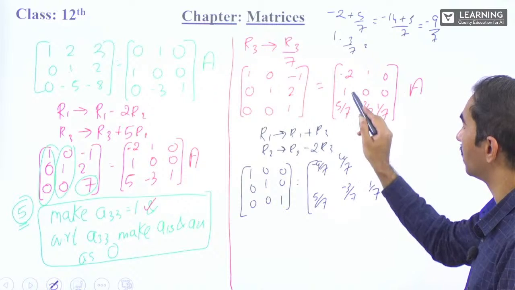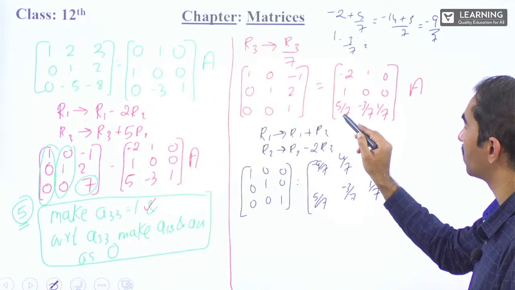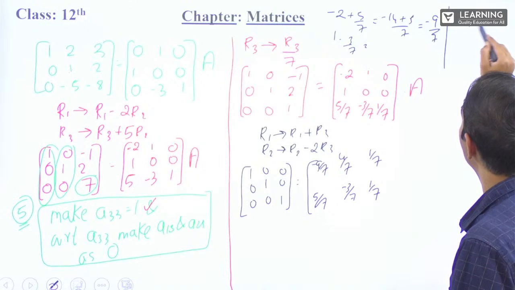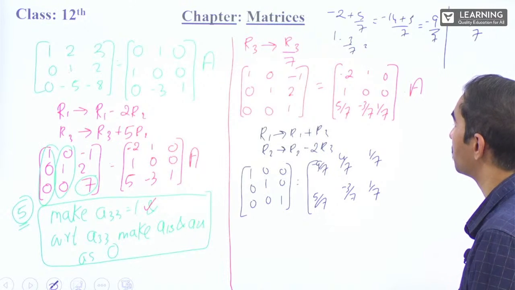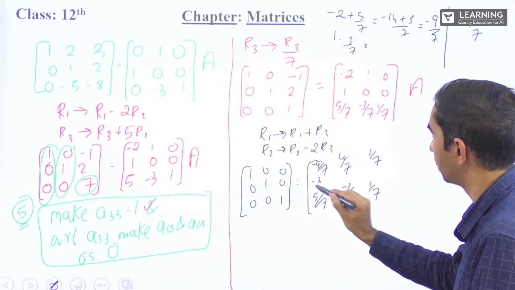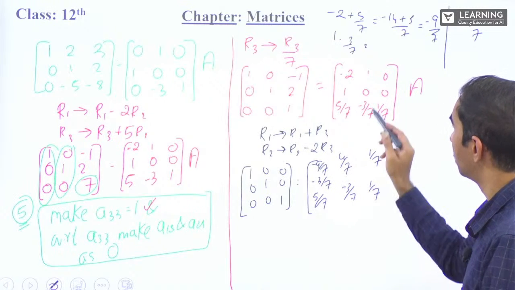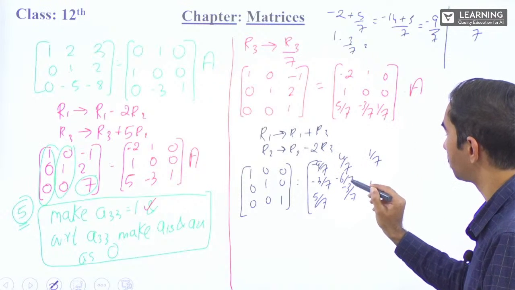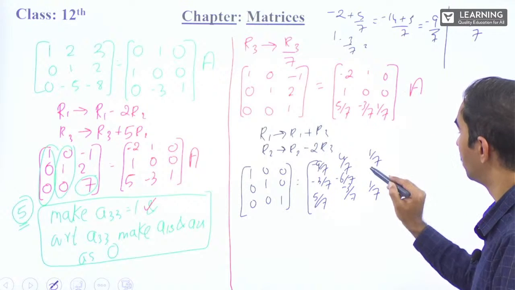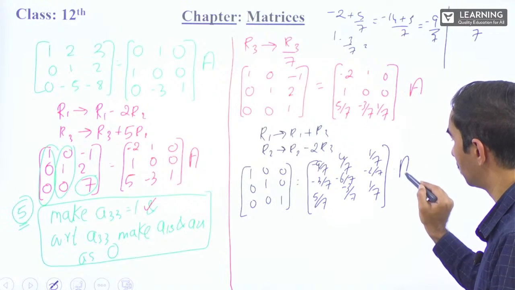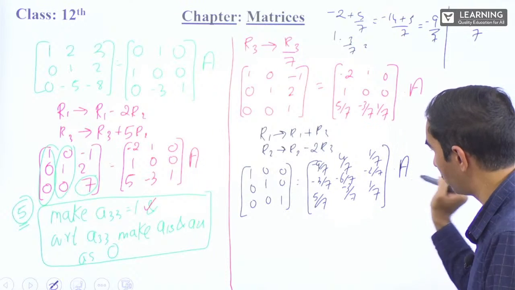R2 minus 2 R3. R2 is 1 minus 2 times of R3. So it will become 1 minus 10 by 7, correct? 2 times of R3, so that will become minus 3 by 7 there. Minus 3 by 7. 0, so it will become minus 6 by 7, and this will become minus 2 by 7 into A. Rewrite this, whatever we have got here.